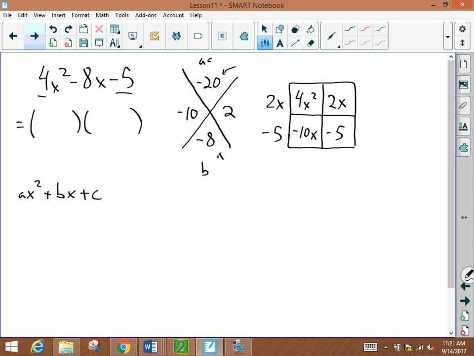And the greatest common factor of 4 and negative 10, we'll call it 2x. There we go. And this one is 1. Right? Greatest common factor of 2x and negative 5 is 1, right? Greatest common factor, I'm saying the largest quantity that divides both of them. So that means that this factors as 2x plus 1 times 2x minus 5.